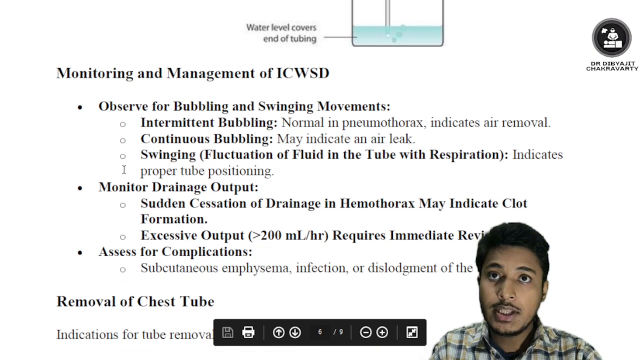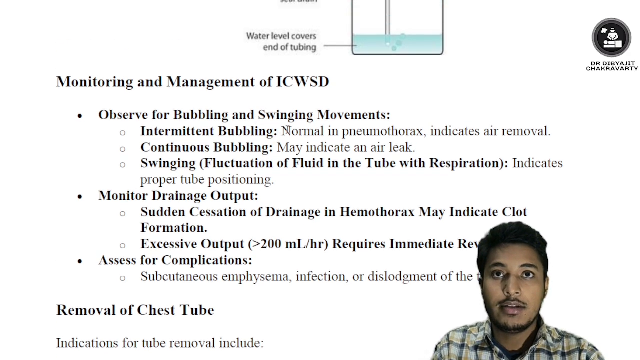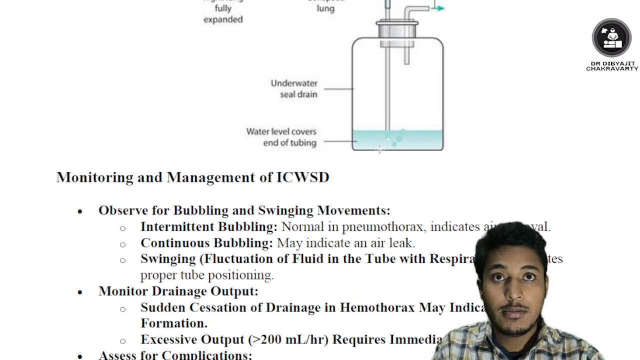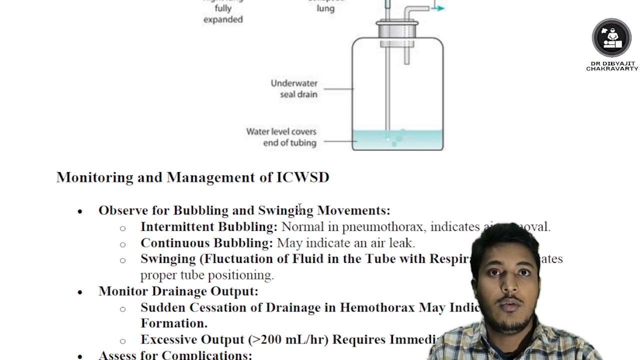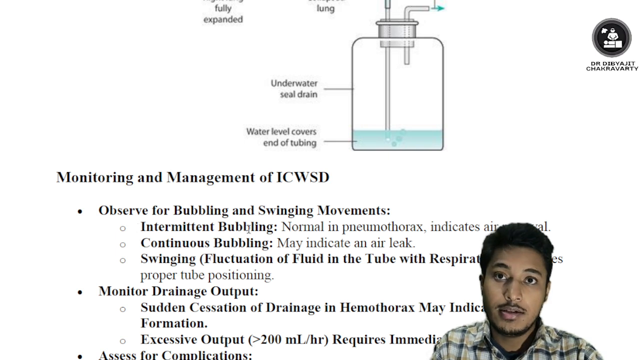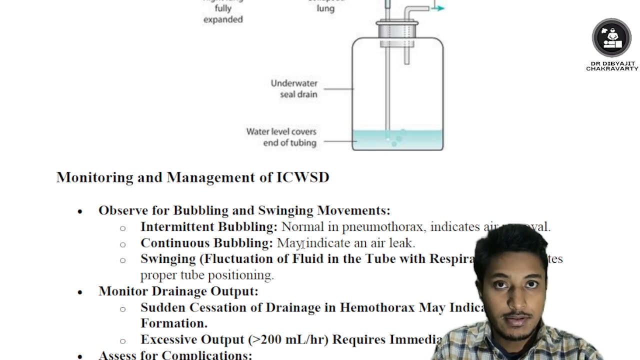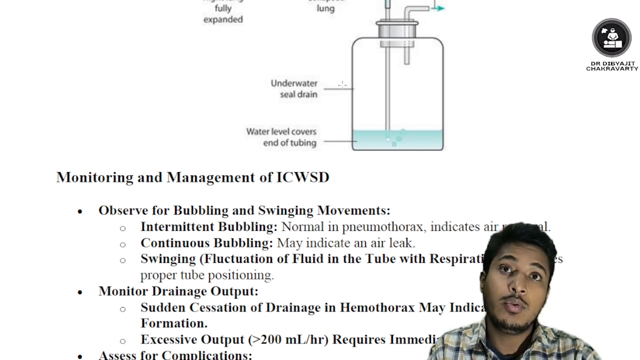Regarding the monitoring and management of the intercostal water seal drainage system, first we have to observe for bubbling and swinging movements. If there is air in the pleural cavity, obviously there will be air bubbles, and it will be shown in this water column. There may be intermittent bubbling in a normal pneumothorax indicating air removal. If continuous bubbling is present, this may indicate an air leak due to a bronchopleural fistula.